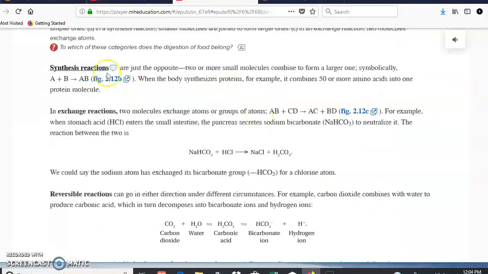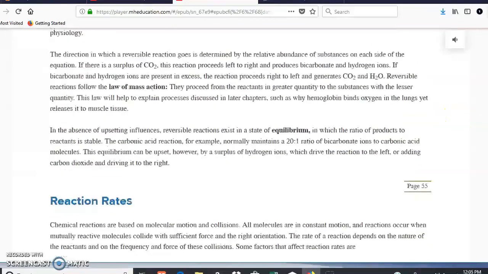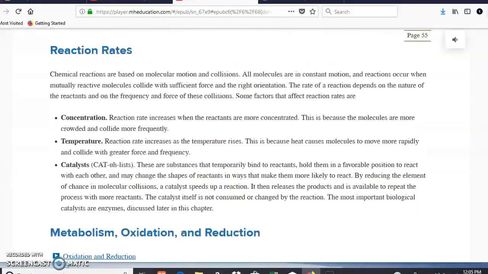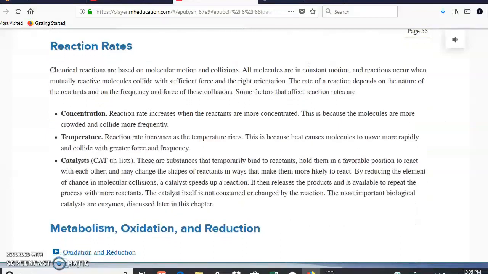So we have in here synthesis reactions. We said those are the ones that build. I already mentioned also reversible reactions. And we scroll down: reaction rates, the frequency by which the molecules need to get in contact in order to produce a chemical reaction. These reaction rates are going to vary based on concentration. The more molecules you have, the more chances you have to have a chemical reaction. Temperature, as you know, when something is hot, it's going to move faster. Therefore, there are more options to get a chemical reaction, as well as catalysts. Catalysts are substances that are very important because they will allow us to make this chemical reaction possible.